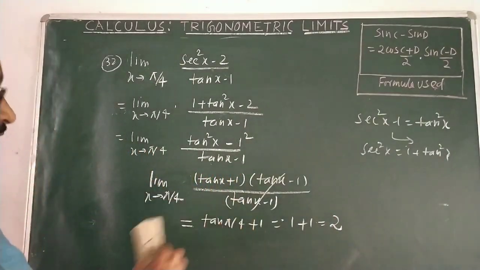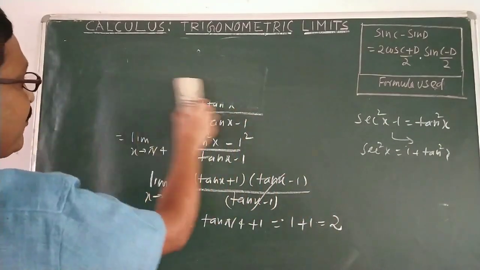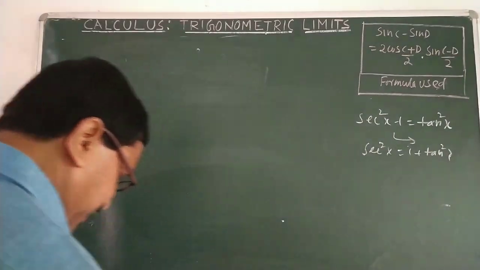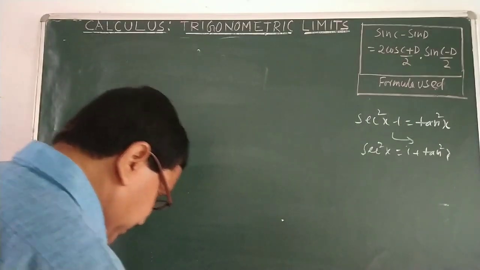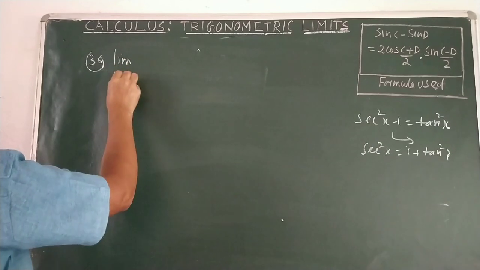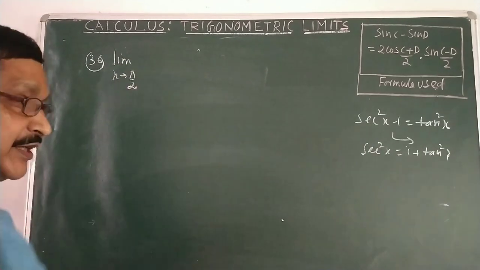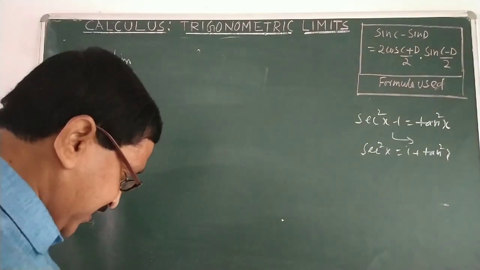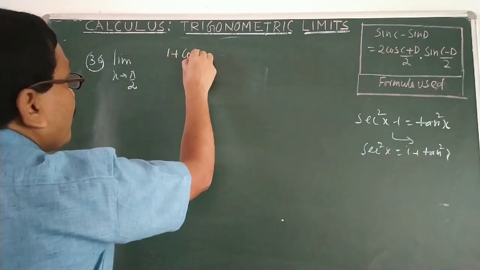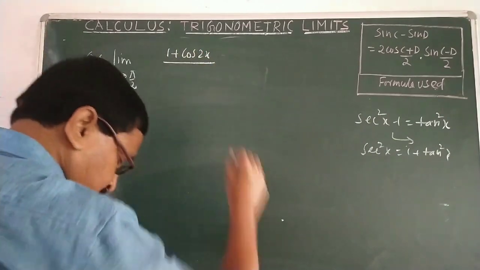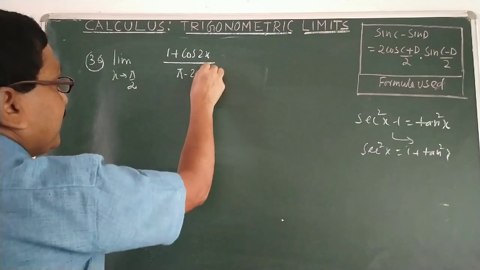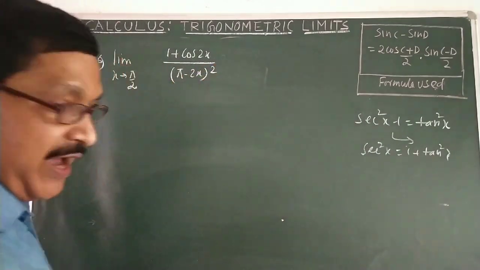Successful. And the last question of the limit; onward I will be discussing differential calculus. The last question, limit x tends to pi by 2. This is question 36. x tends to pi by 2. The difficulty level of this question is high, students. 1 plus cos 2x by pi minus 2x whole square. The difficulty level of the question is high, students.